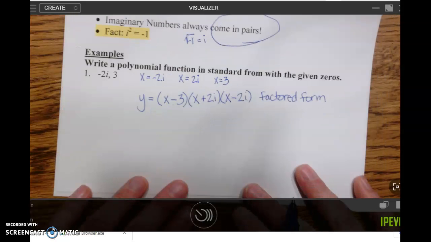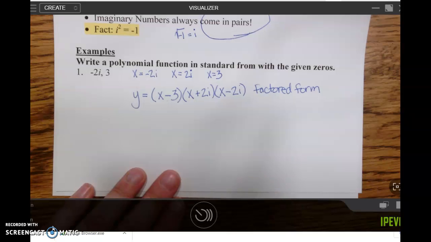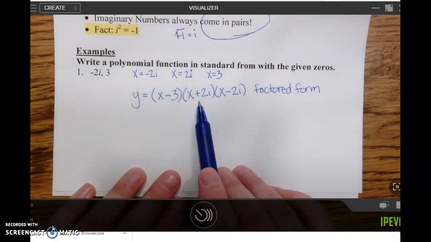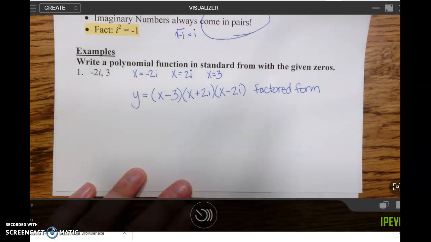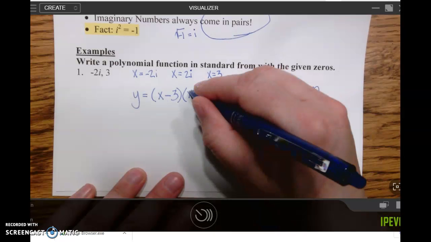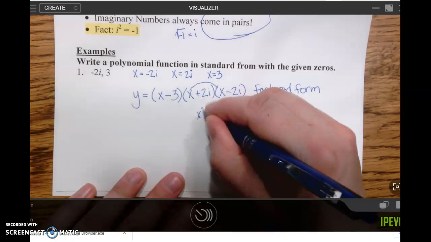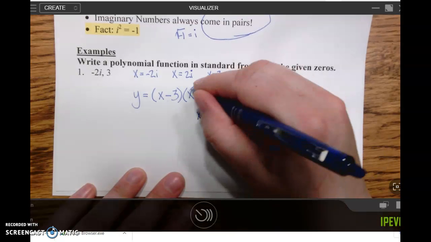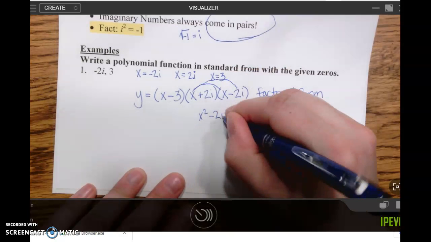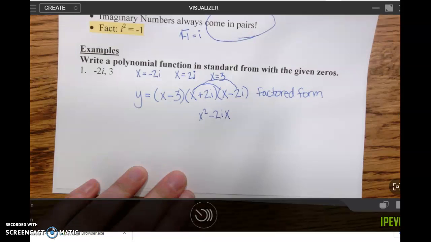Now, the imaginary numbers you're going to want to multiply together. So don't multiply the x minus 3 with the x plus 2i. It can be done, but it'll give you a lot more of a headache than if you do the imaginary numbers together. So we're going to multiply the two imaginary factors together first. So x times x is x squared. x times a negative 2i is a negative 2ix. Okay, we're done with the x.